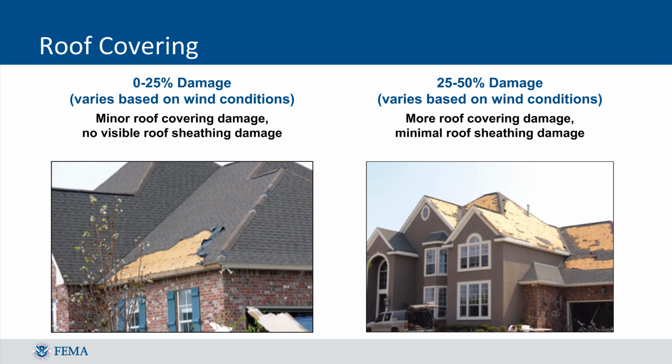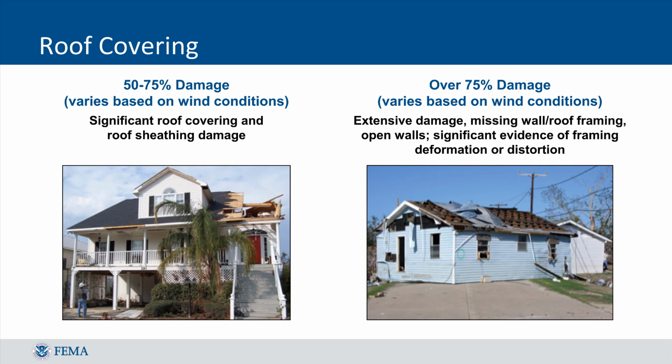A home in the 25 to 50% range will have significantly more damage to roofing elements, such as shingles or tiles. Often, you may see large sections of shingles blown off or some minor damage to sheathing, but a roof whose structure is more or less still in place. When damage to sheathing has taken place, it is likely that you may begin to approach the 50 to 75% damage range. If more than 50% of the roof has been blown off or damaged in a significant way, this is an indicator of fairly severe damage.